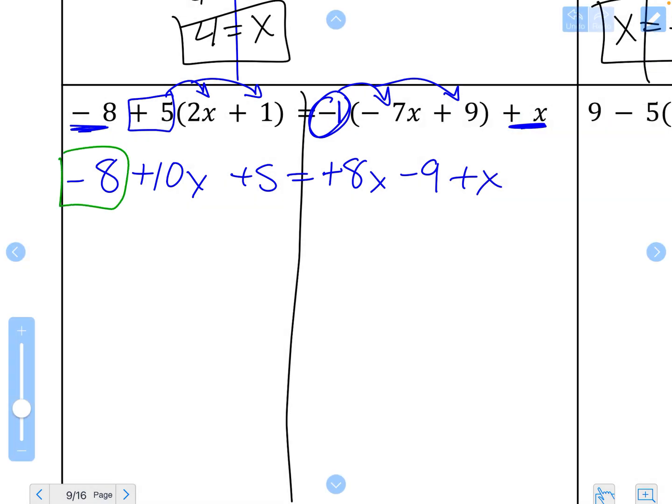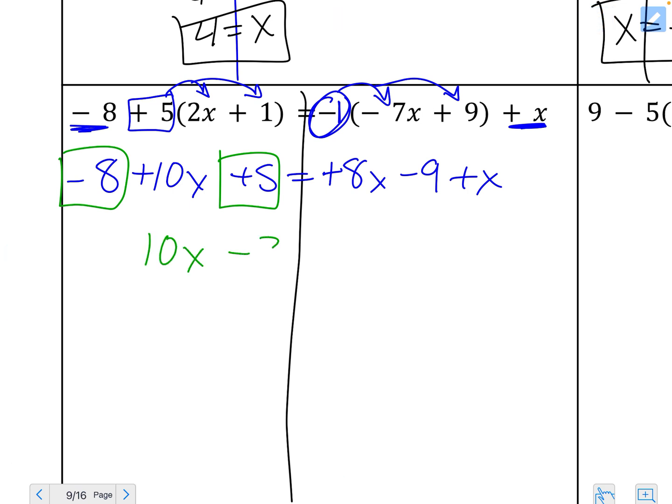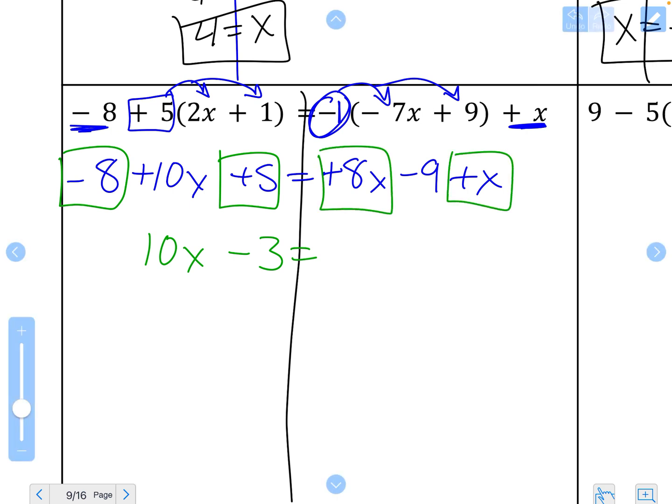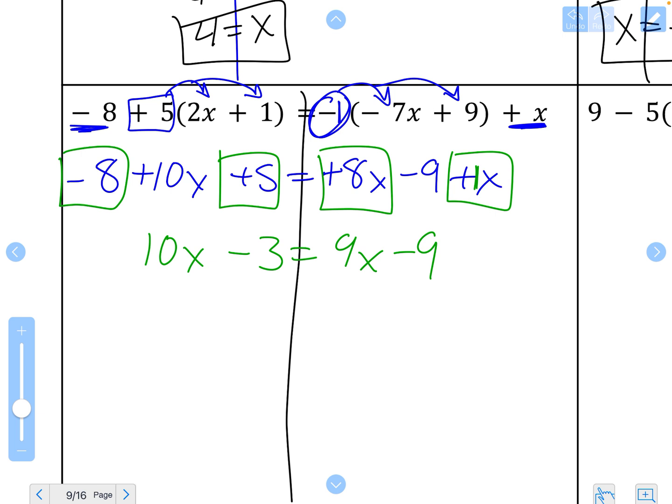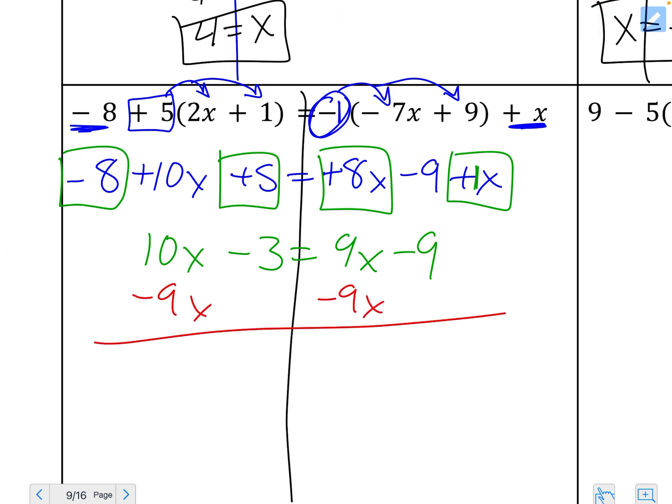So on the left side, I have 2 sets of like terms. So I'm going to bring down my 10x, and a -8 plus 5 is going to be a -3. And I have like terms on the right side as well. 8 plus my 1x is 9x minus 9. So now I need the variables on one side. So I'm going to go ahead and subtract 9x from both sides. So I'm left with x minus 3 equals -9.